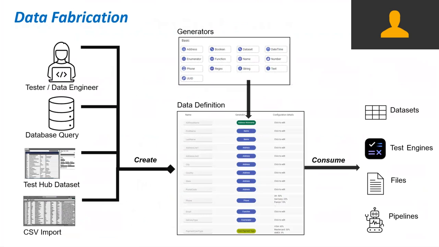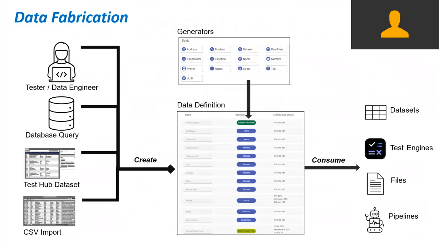But actually populating that data, typically that's going to come from what we call generators. And generators are built-in capability in the tool to generate data of different types. And you'll see on the screen some basic types there. So an address or an enumerator where I might have a list, a string, a date. And those are dragged and dropped and configured in these data definitions. So again, you'll see this in the live demo.